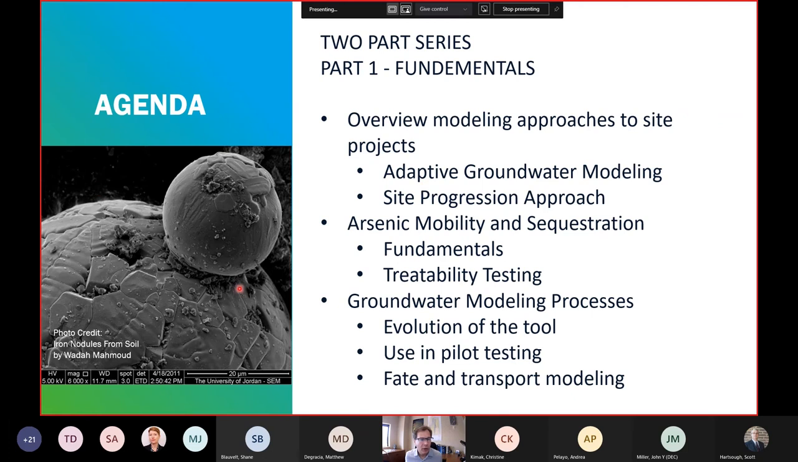Off to the right here, this is not one of our photos, but this is a photo from Wada Mahmoud from the University of Jordan. And we're going to talk about iron, and we're going to talk about arsenic, and we're going to talk about sulfides. So I found this image here, which is a scanning electron microscope image.